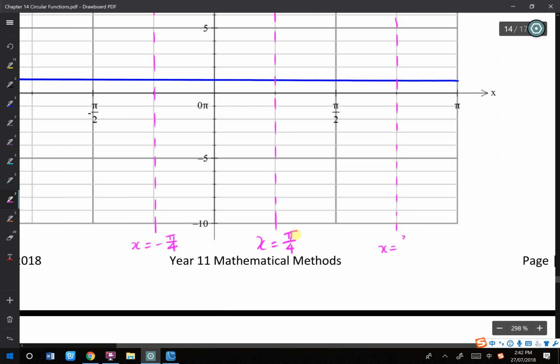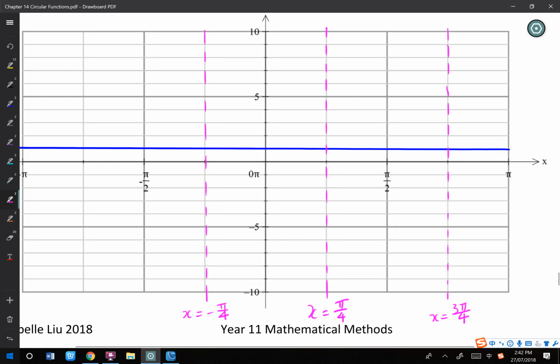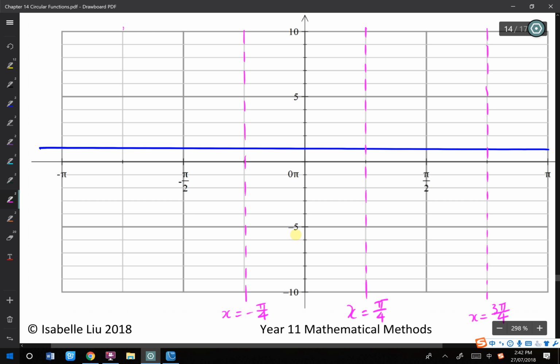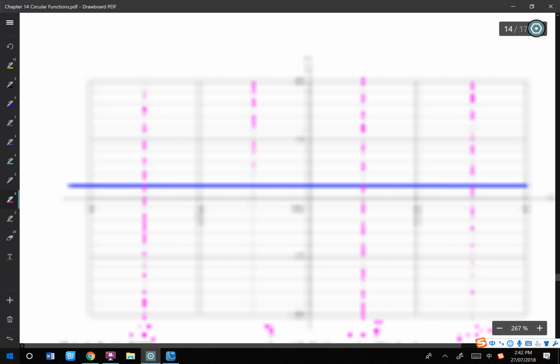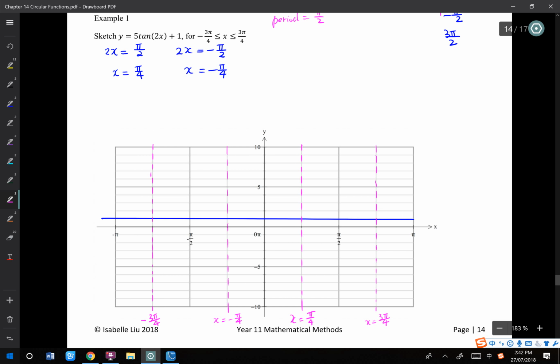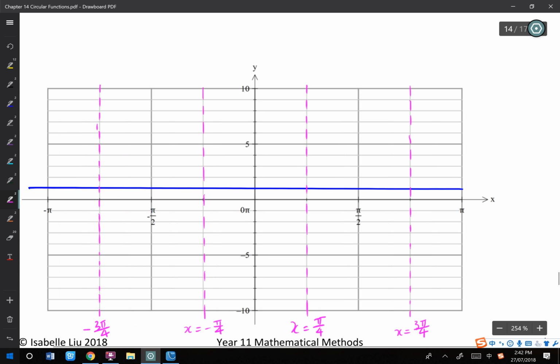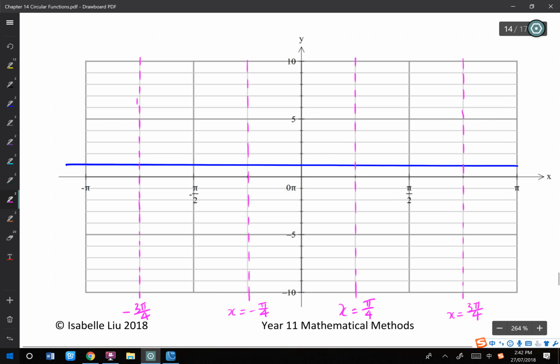So we have it here: x equals 3 pi on 4, I think. And I can also go to the left-hand side. There's another one, negative 3 pi over 4. Okay, and I have reached my domain, I think. Yeah, the domain is negative 3 pi over 4 to 3 pi over 4. So I've reached the domain. That's the four asymptotes we have for this graph.